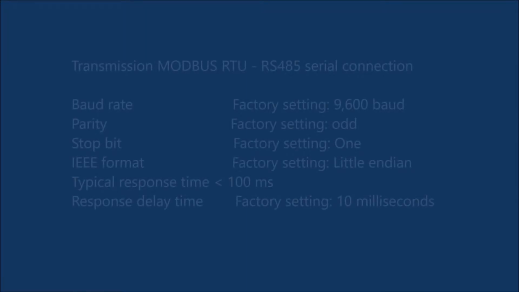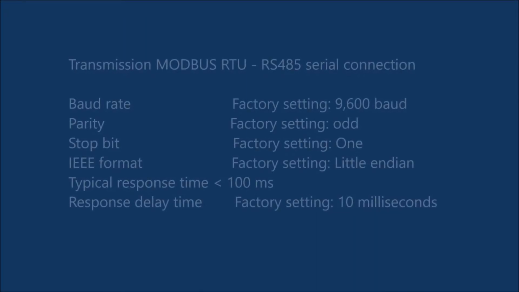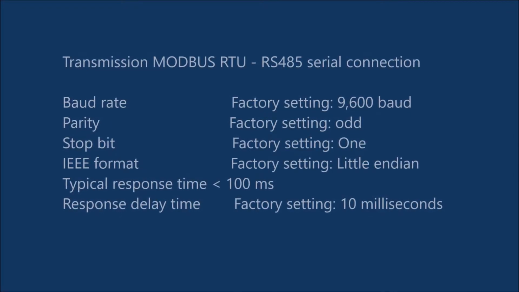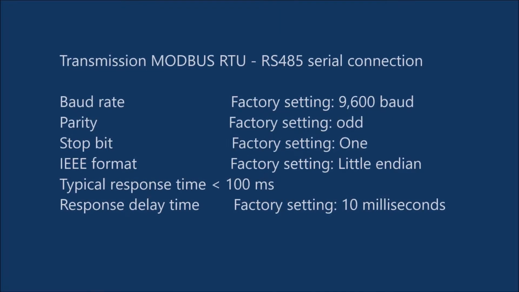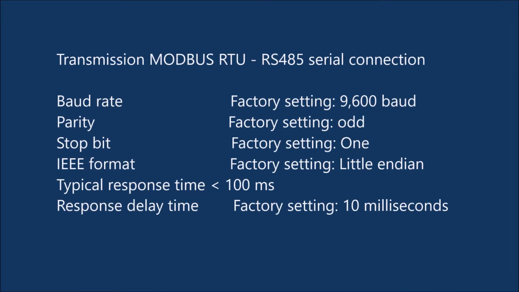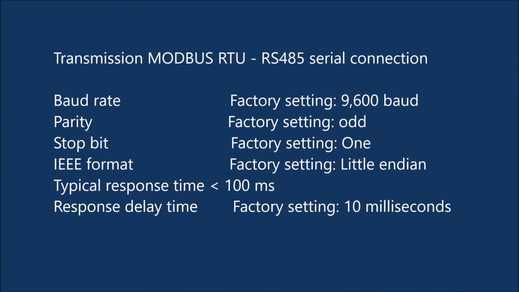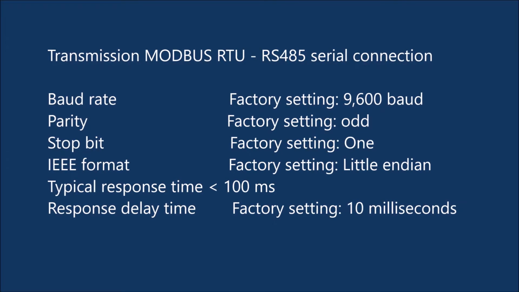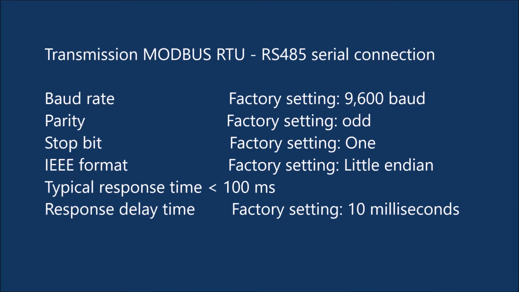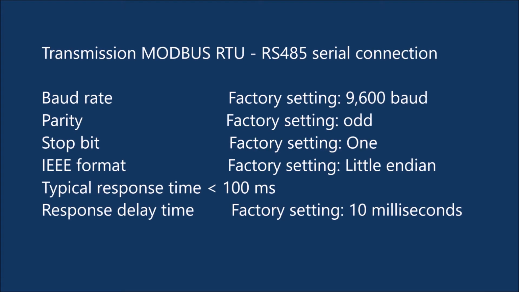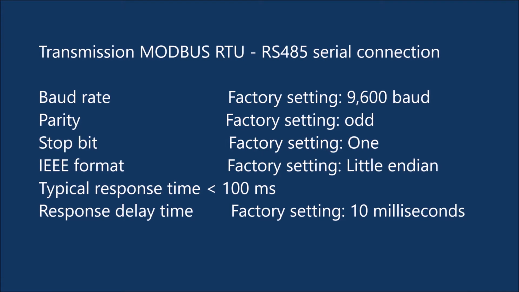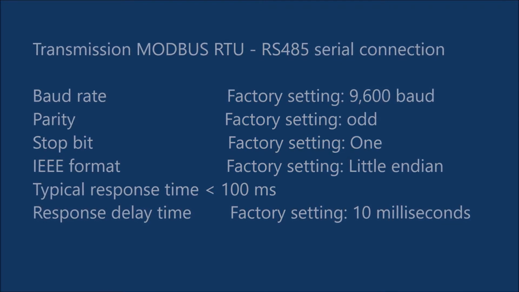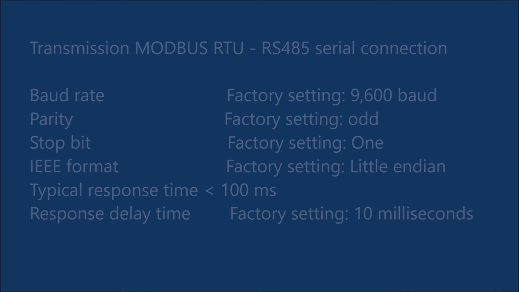Transmission: MODBUS RTU RS485 serial connection. Baud rate factory setting, 9600 baud. Parity factory setting, odd. Stop bit factory setting, 1. IEEE format factory setting, little endian. Typical response time less than 100 milliseconds. Response delay time factory setting, 10 milliseconds.